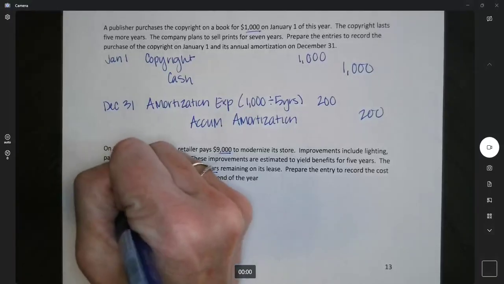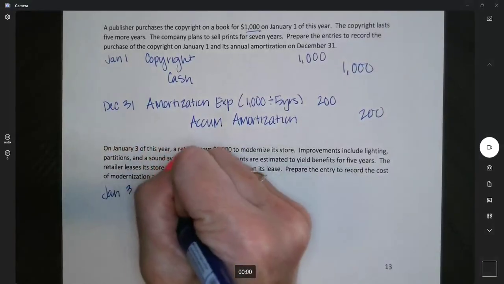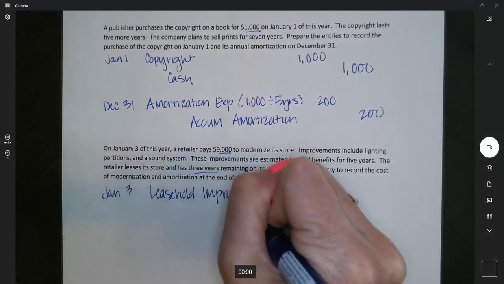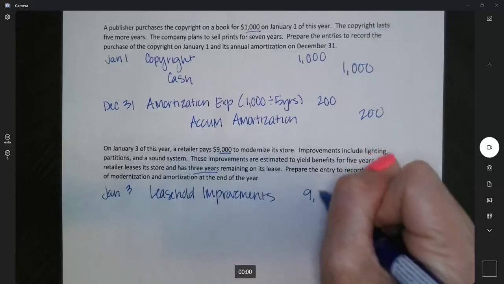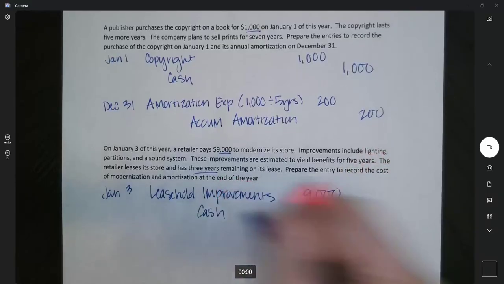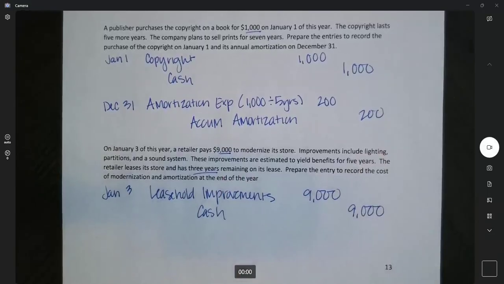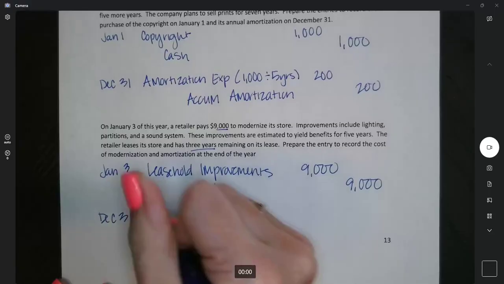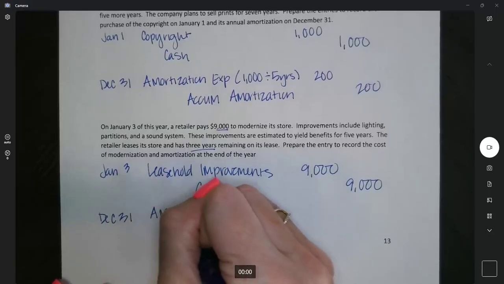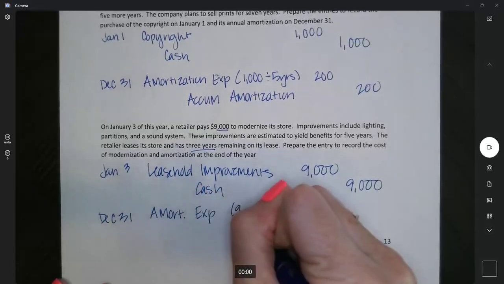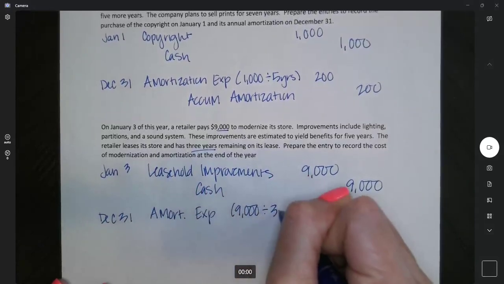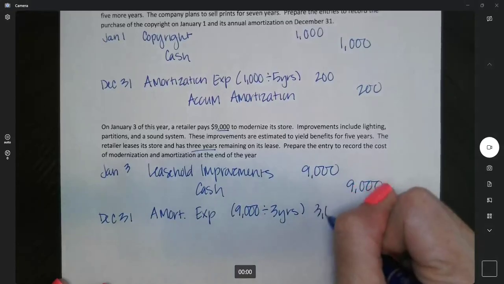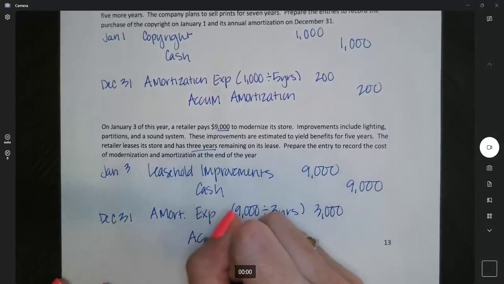So first up, January 3rd, we're going to debit leasehold improvements for $9,000, and cash is your credit. And then on December 31st, we're going to debit amortization expense. We're going to take that $9,000 and divide it only by 3 years, because that's how long they have left on their lease. And we'll credit accumulated amortization.